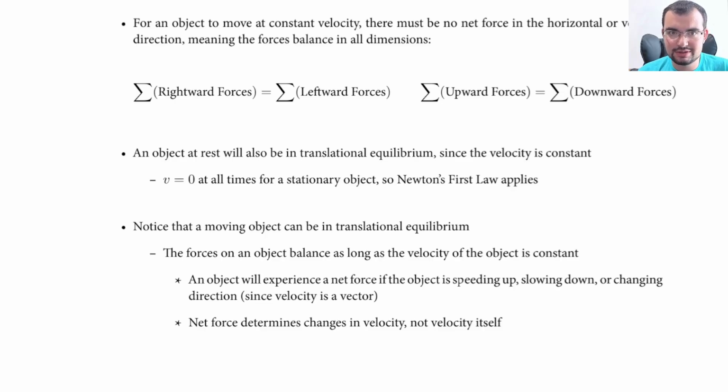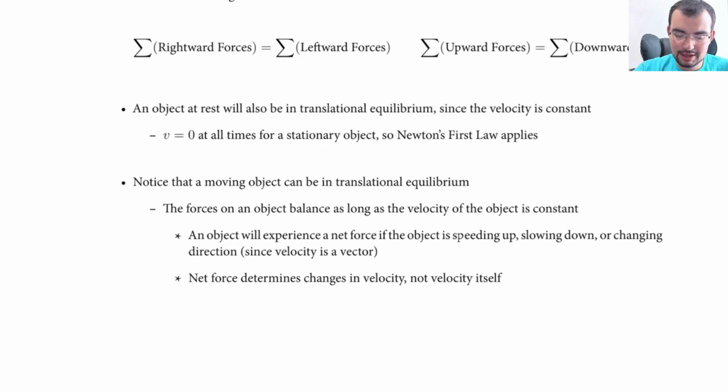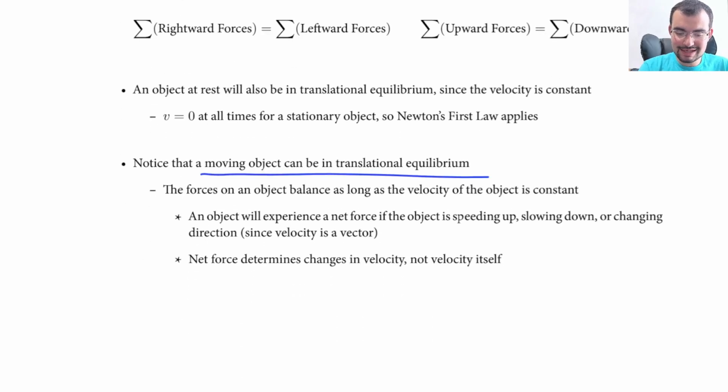Also, this is a special case, right? If an object is just staying at rest, it does have a constant velocity. It's a constant velocity of 0. So that's still Newton's first law. But also, this is the most counterintuitive part of Newton's first law for people, that a moving object is possible to be in translational equilibrium because forces don't tell you about velocity.